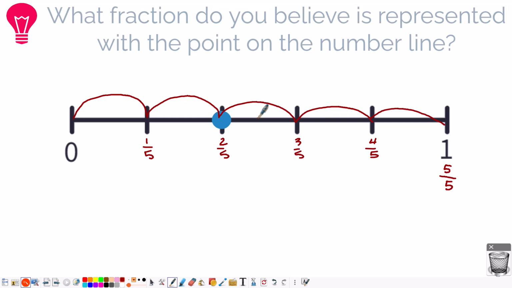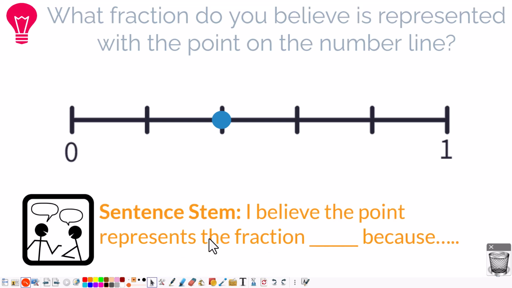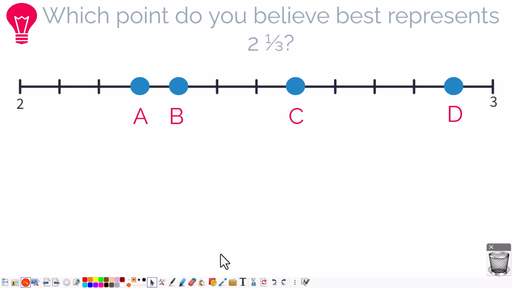Where would a half be on this number line? Well, it would have to be somewhere here between 2/5 and 3/5. So yeah, go ahead and record that on your notes. Let's look at another number line.